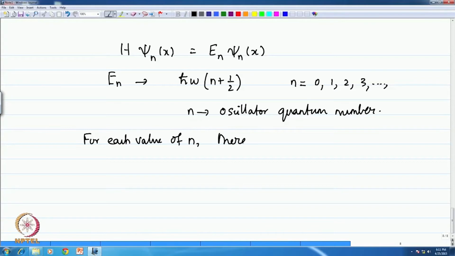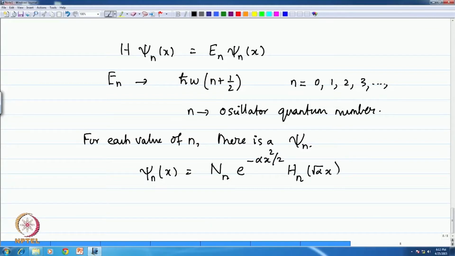There is a wave function psi n. The general formula for psi n, when you do the mathematics, is given by a normalization constant which also depends on this quantum number n, and an exponential of minus alpha x square by 2 times the Hermite polynomials H n root alpha x.